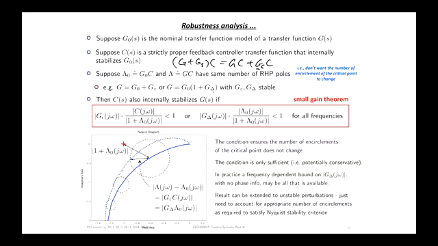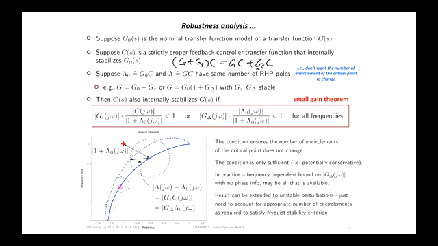How can we make sure that we don't change the number of encirclements of the critical point? Well, let's say the dark blue line here is our nominal open loop transfer function, and the dotted one is the perturbed transfer function. We know that this is making the right number of encirclements of the critical point, and we want to make sure that the dotted line will make the same number of encirclements of the critical point. So, let's have a look.